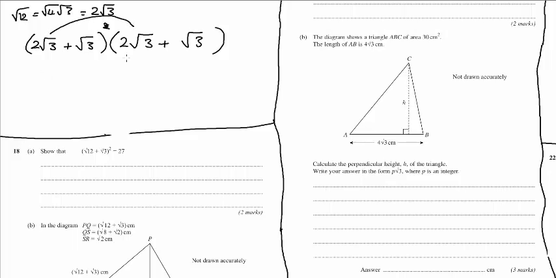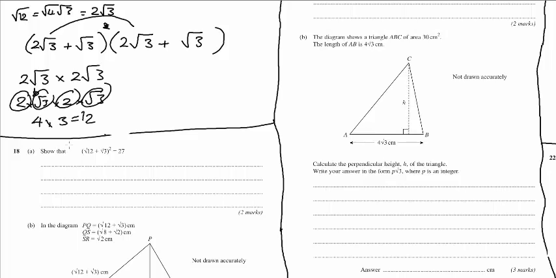So 2 root 3 times 2 root 3. It's the same as, hopefully you guys are now comfy breaking this down. Won't keep doing too many of these because I get bored myself. That's going to give me 4 times root 3 times root 3, which is 3, 12. So the first thing I get is 12. Then what do I have to do? I have to do 2 root 3 times root 3. 2 times root 3 times root 3. That's 3. That's 2. That gives me 6.